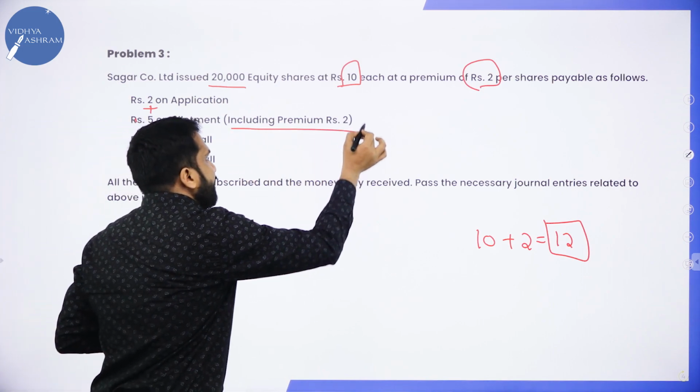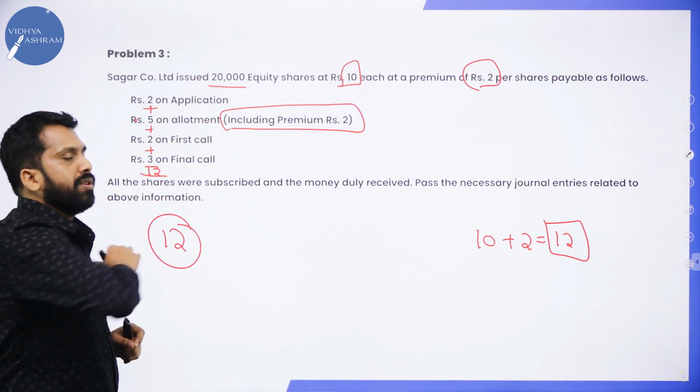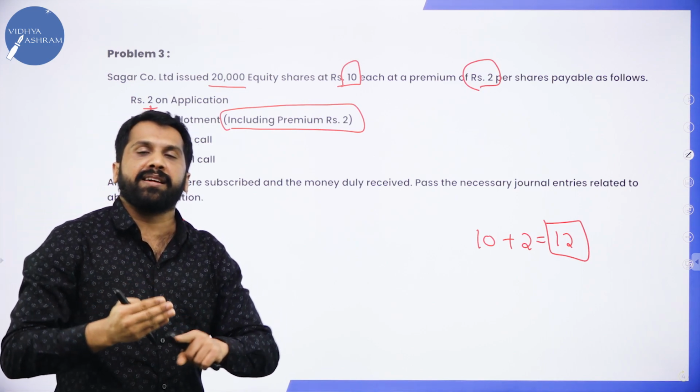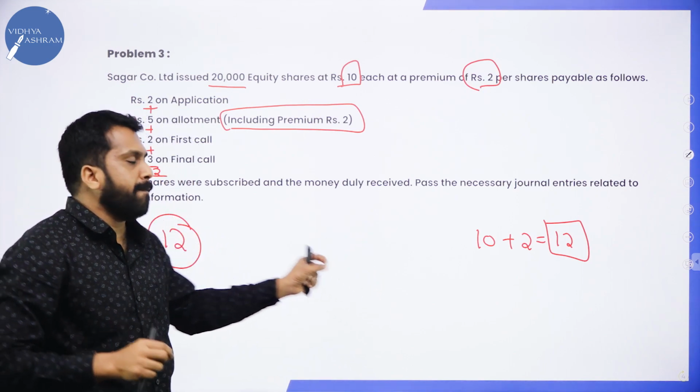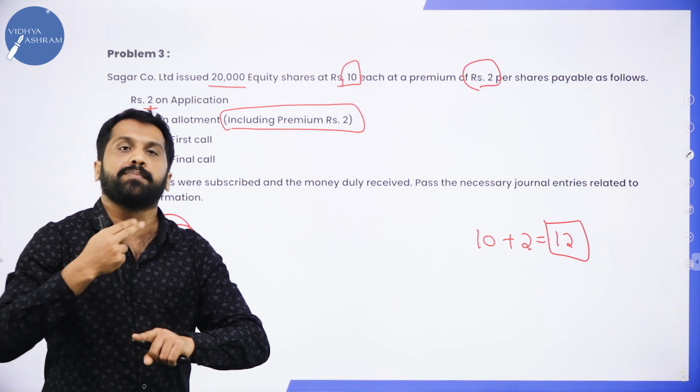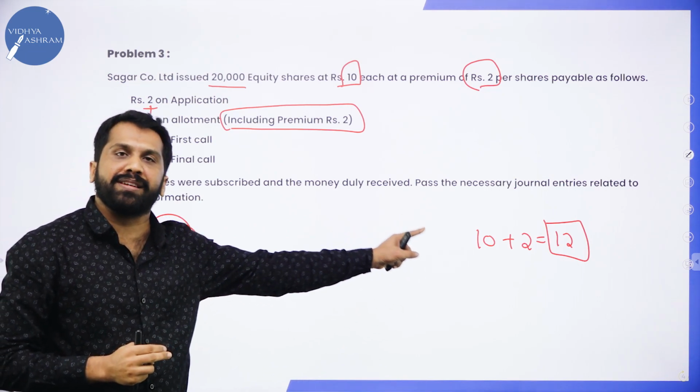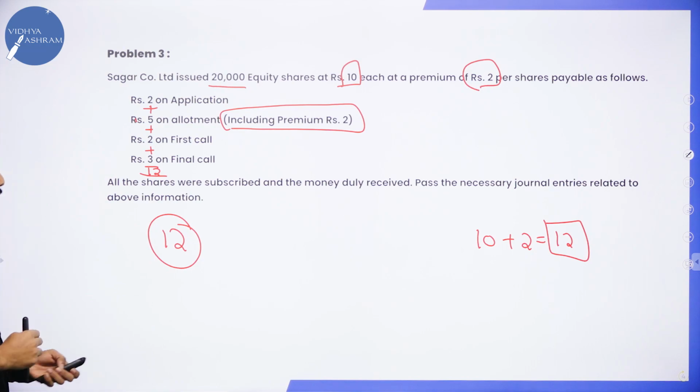So the premium is rupees 2. It means there is a demand for these shares. That's why they have paid 2 rupees more. So that is called premium. We'll go for the solution.